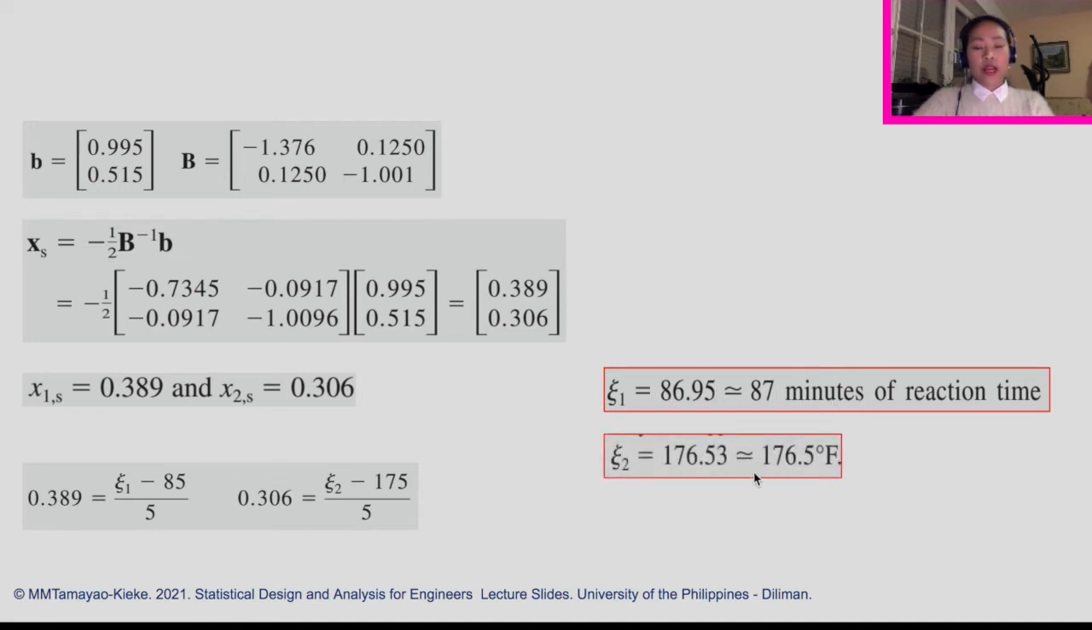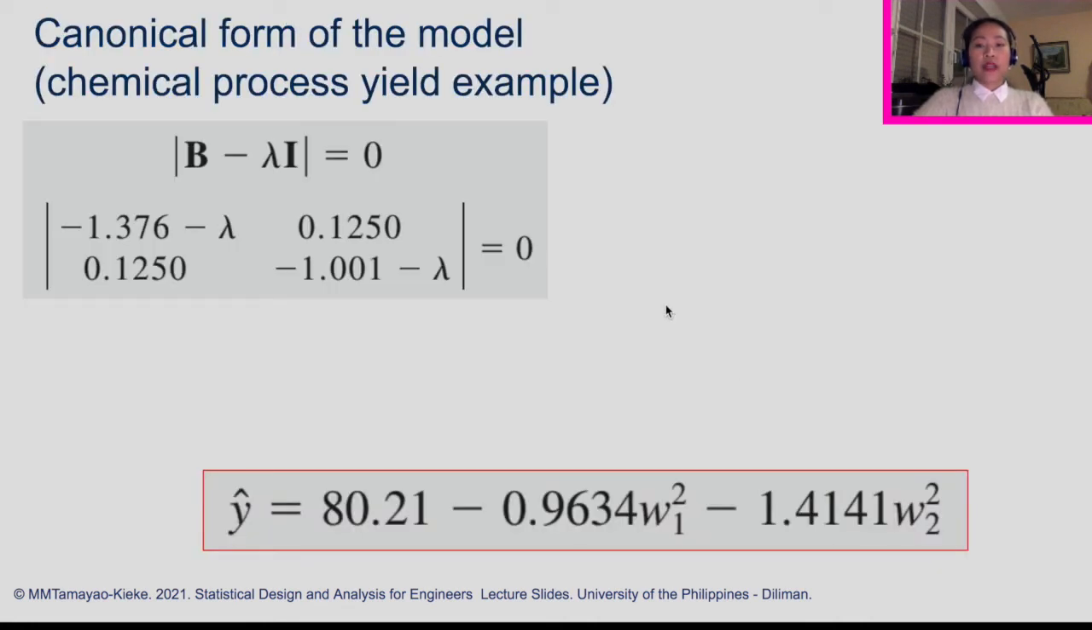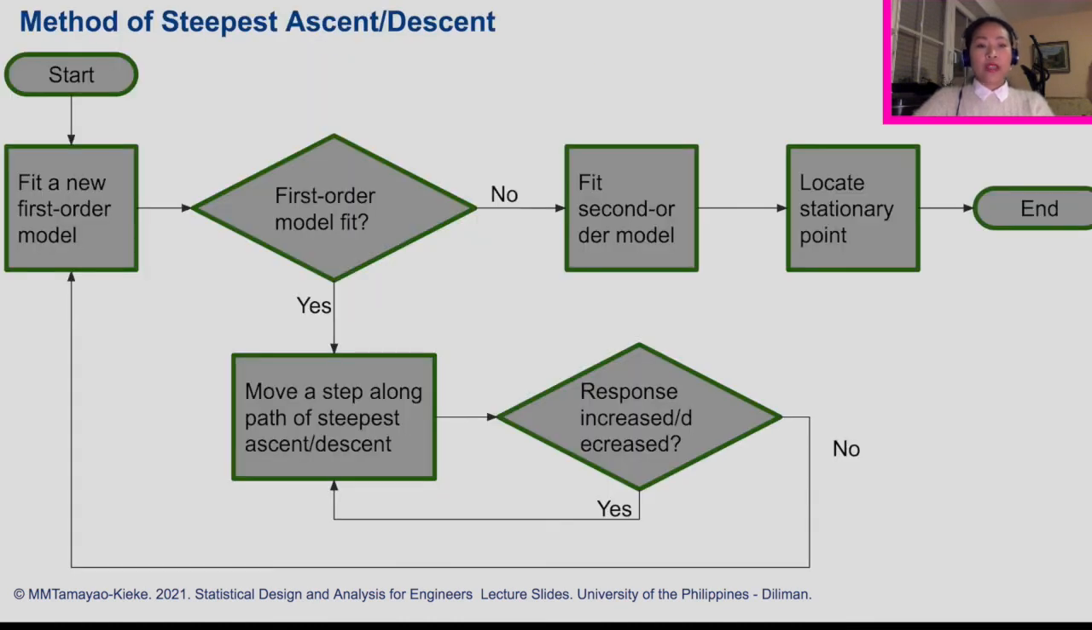And the reaction temperature would be 176.5 degrees Fahrenheit, about that one. And the response at the stationary point would be Y_s hat equal to 80.21. Okay, so we have located the stationary point. We can end there, but in most cases we want to analyze further.